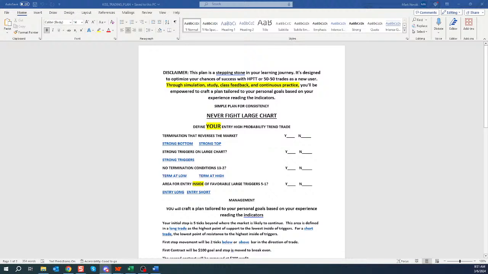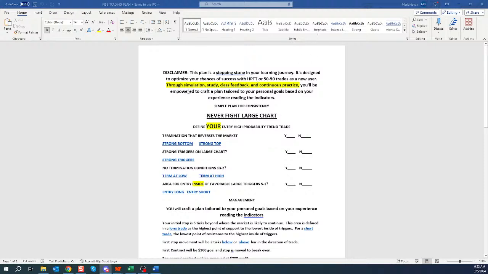This is a stepping stone, but this is also a fallback point, if you will. This is a restoration point on your computer if you're struggling, if you're not getting to where you want to be. Maybe you're not catching the trades you want to catch. Maybe you find yourself looking for too much and catching nothing. So this KISS plan is designed to be a stepping stone, guys. It's also designed to be a fallback point because it optimizes your chances of success with the high probability trend trade and the 50-50 trade, that medium probability area likely to break, potential to break.